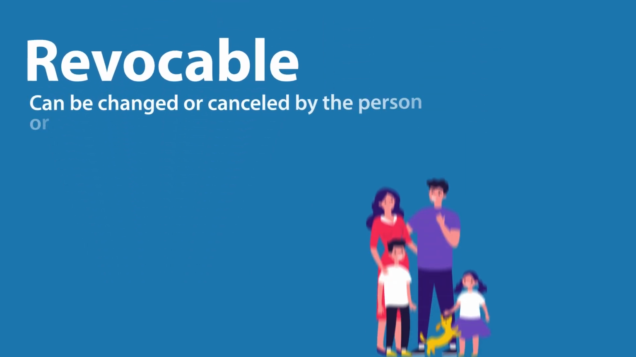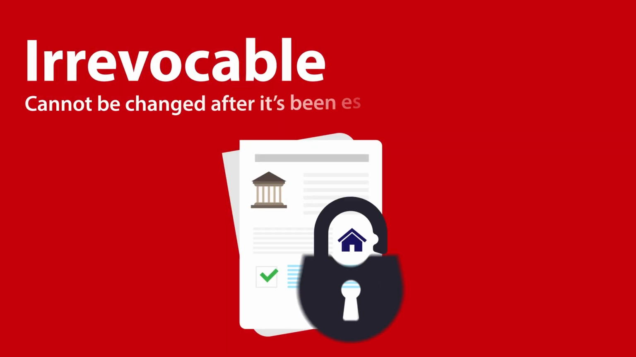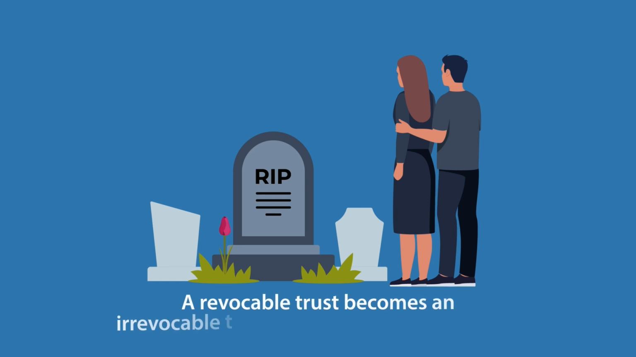Trusts come in two types: revocable and irrevocable. A revocable trust can be changed or canceled by the person or people who set it up, known as the grantor. An irrevocable trust cannot be changed after it's established. A revocable trust becomes an irrevocable trust when the last grantor dies.